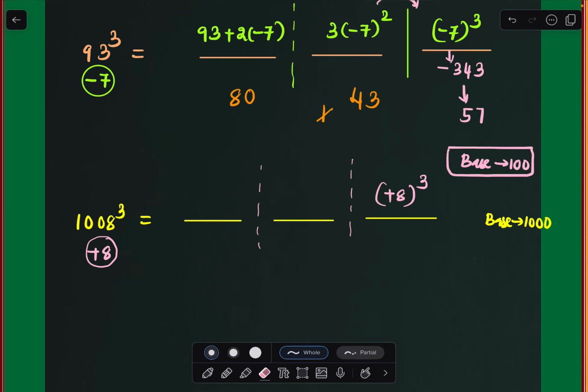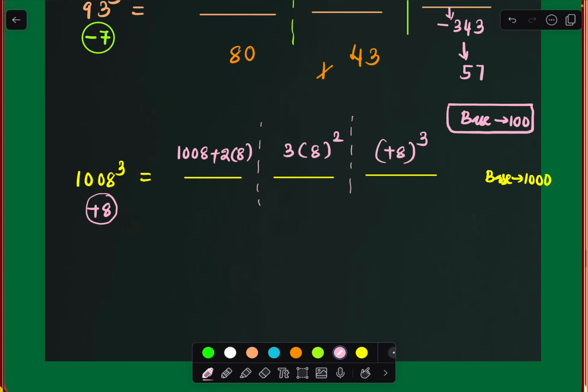And the middle number is what? Here 3 times x square, when the number is closer to your standard base case only. And the leftmost part is what? To the number, 2 times its surplus value we can add. This is the thing. We can see that the base here is 1000. It contains 3 zeros in the base, so we have to fill each and every place value with 3 digits.